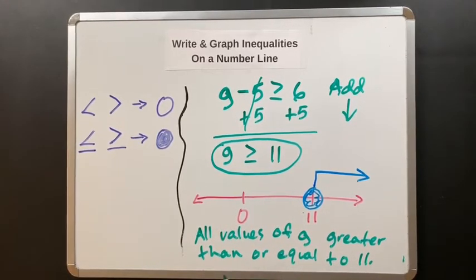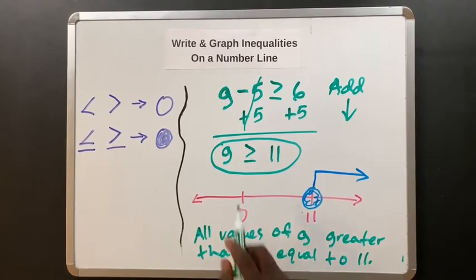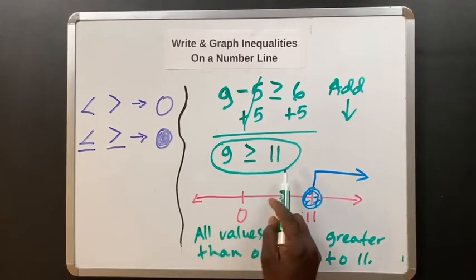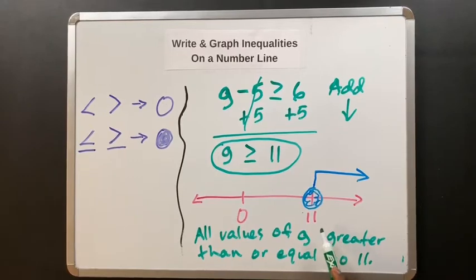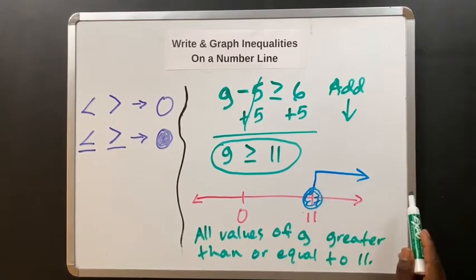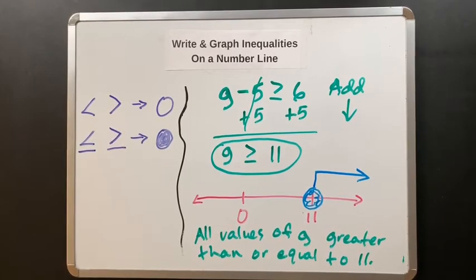This is a math sentence. This is a picture or a model. Excuse me, this is a word sentence. This is a picture or a model, and this is your math sentence, and they all mean the same thing. All values of g greater than or equal to 11. Three phases of mathematical understanding.